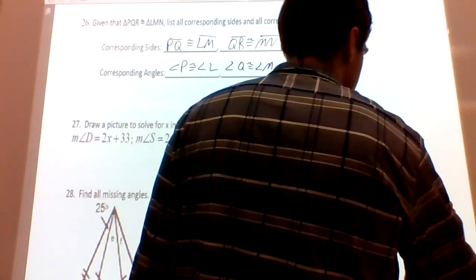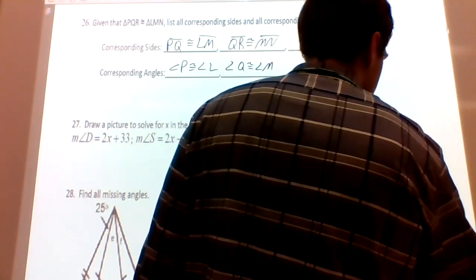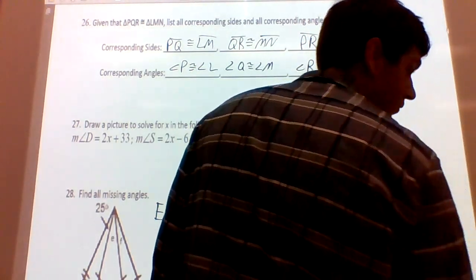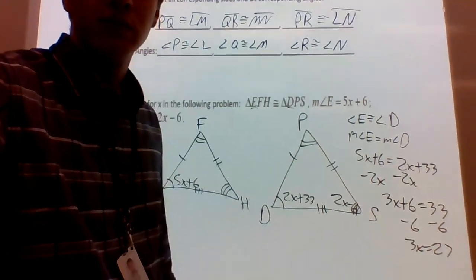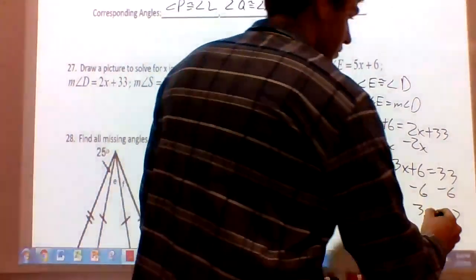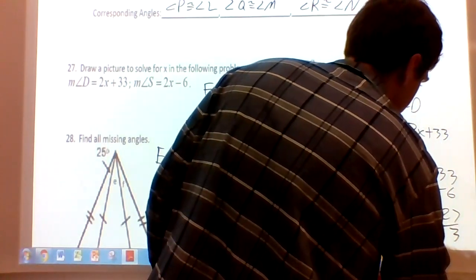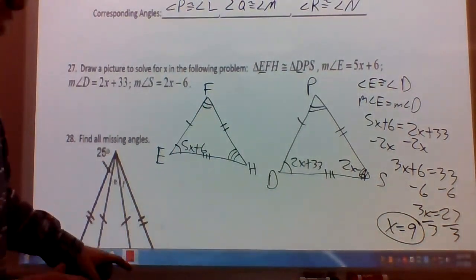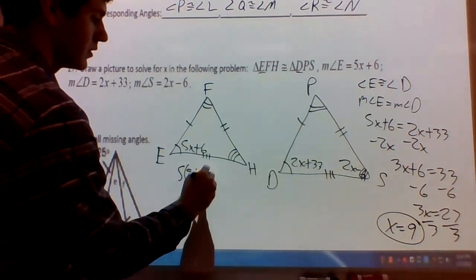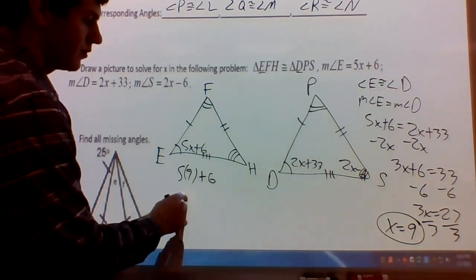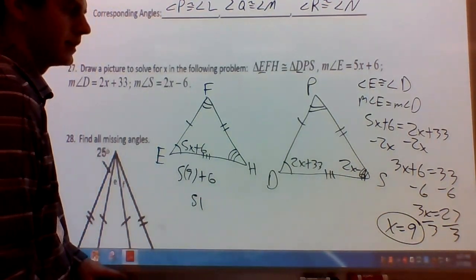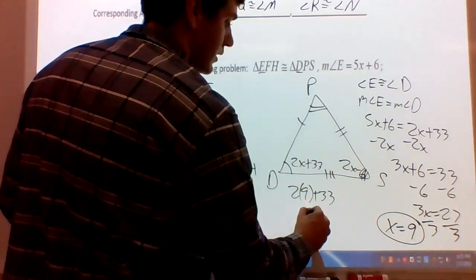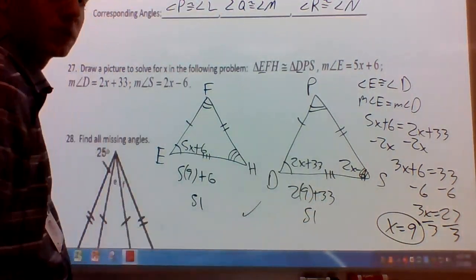Subtract 2x from both sides. 3x plus 6 is going to equal 33. Subtract 6. 3x equals 27. Divide by 3. We get x equals 9. Okay. Substitute back in just to check. 5 times 9 plus 6. So 5 times 9 is 45. 45 plus 6 is 51. 2 times 9 plus 33. 18 plus 33 is 51. So we know we're correct.